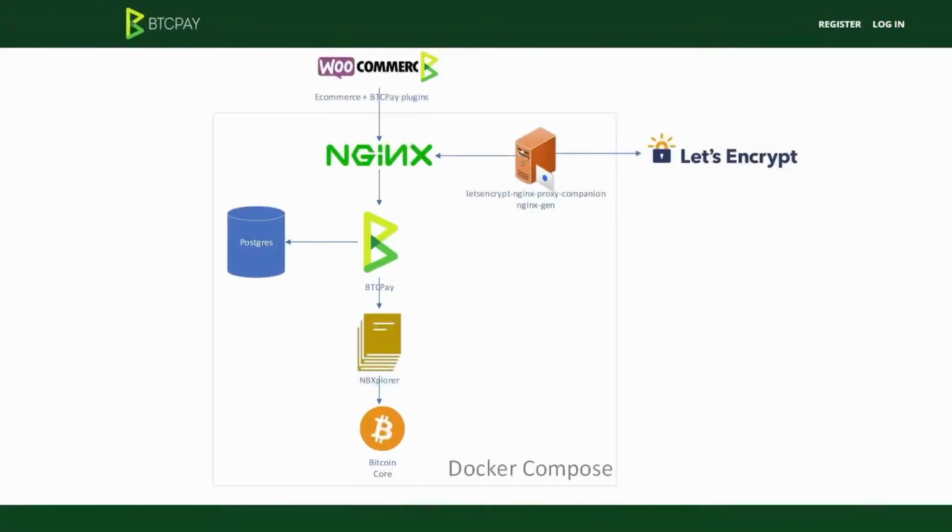So this is NBXplorer, and on top of BTCPayServer, there is Nginx, so it's a reverse proxy. It allows me to get HTTPS with Let's Encrypt. I can get an HTTPS certificate for people to use BTCPayServer easily.